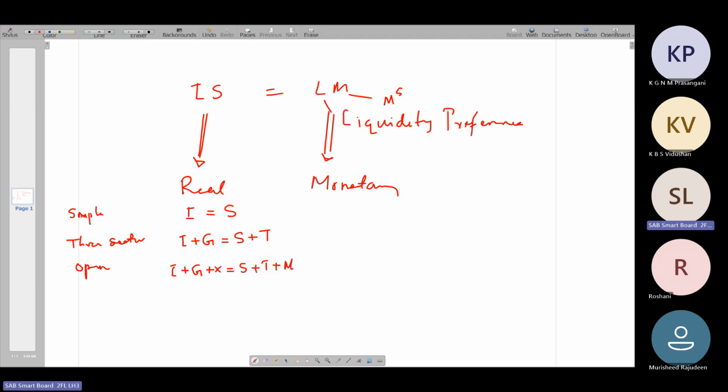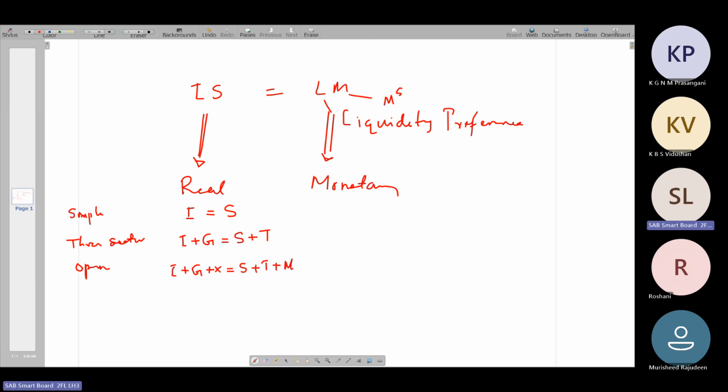When we explain the equilibrium in the real sector, we can take these simplified versions. In the simple economy, I equals S. In the three sector economy, I plus D equals S plus T. And in the open economy, I plus D plus X equals S plus T plus N. For the time being, we look at only the first two. We are not going to the open economy.